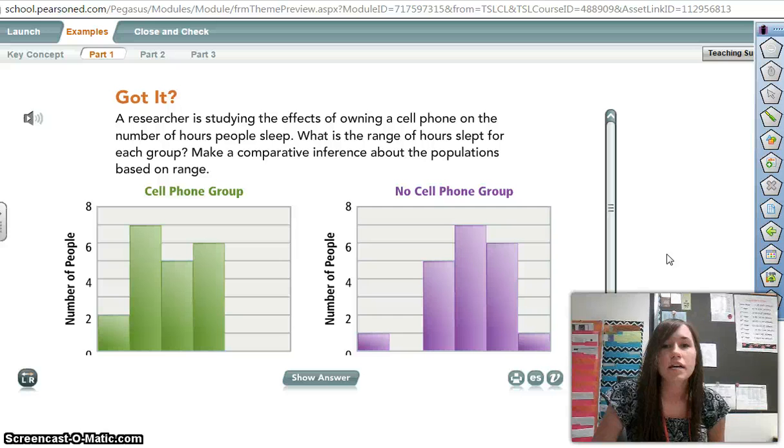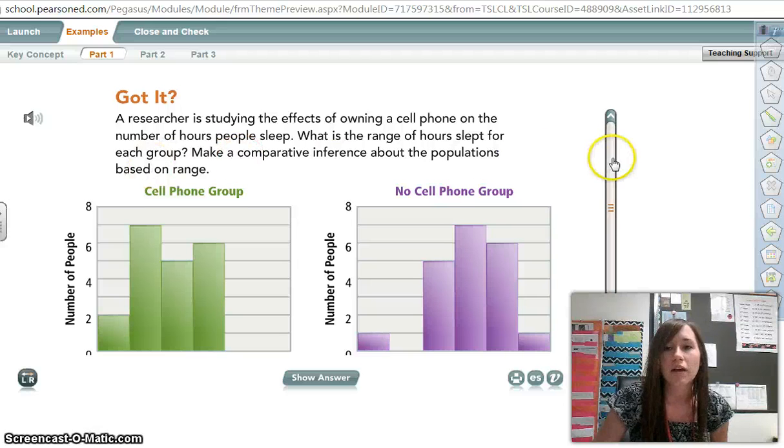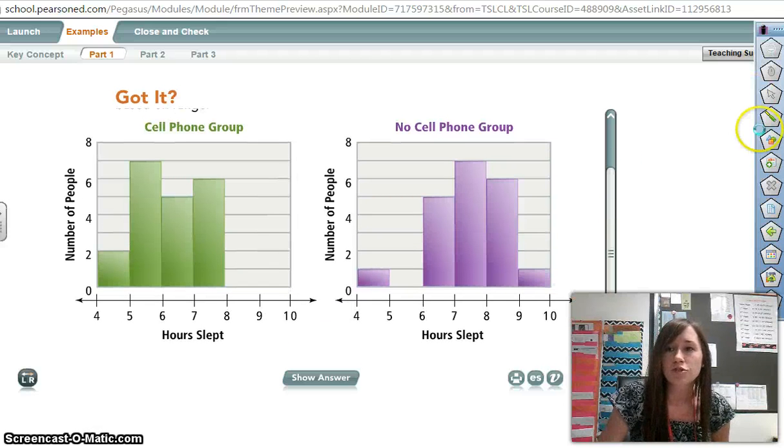A researcher is studying the effects of owning a cell phone on the number of hours people sleep. What is the range of hours slept for each group? Make a comparative inference about the population based on range. So we'd find the range of each group.